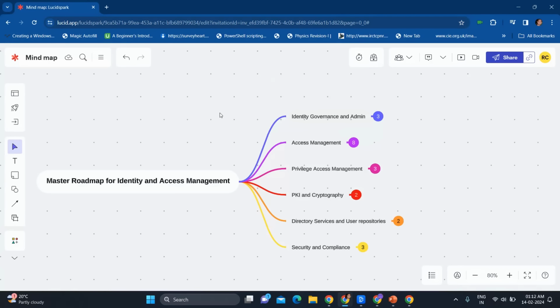Let's talk about what are the different tools that you can see in each and every domain. When we cover identity governance and administration, you must have worked on tools like SailPoint IdentityIQ, IDN, Saviynt, One Identity Manager.